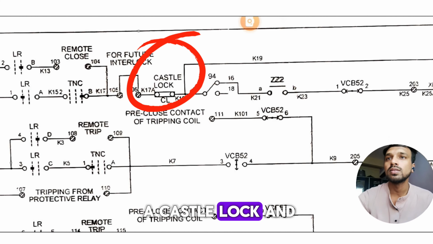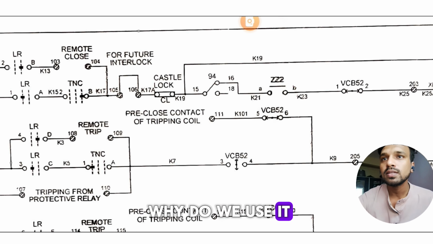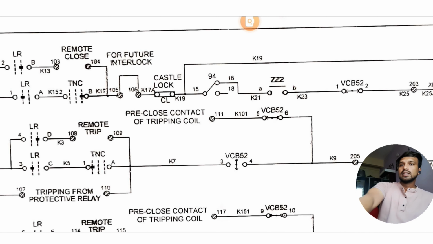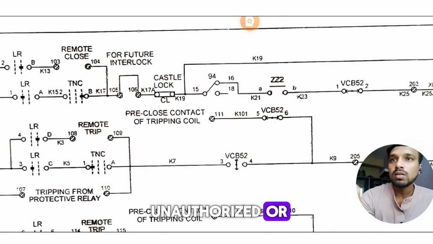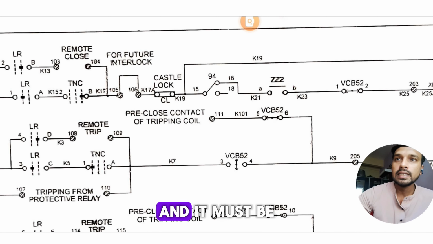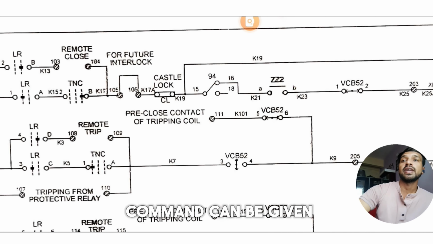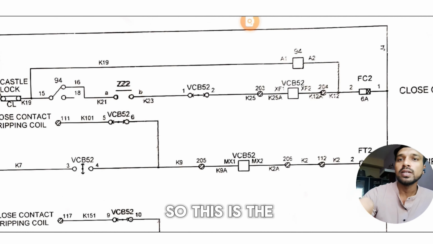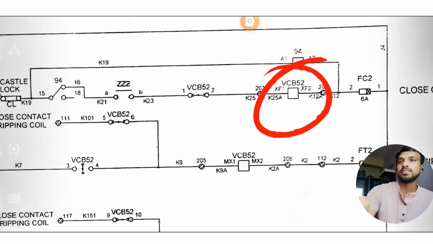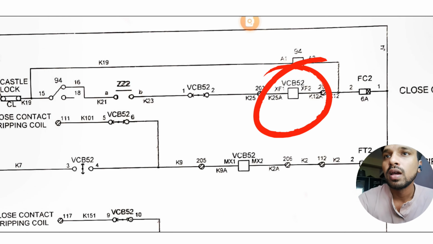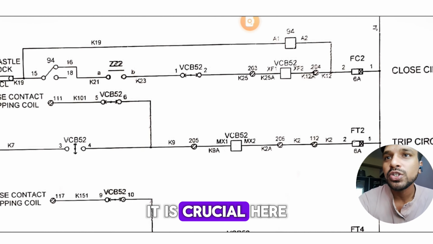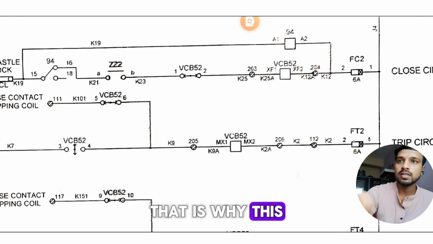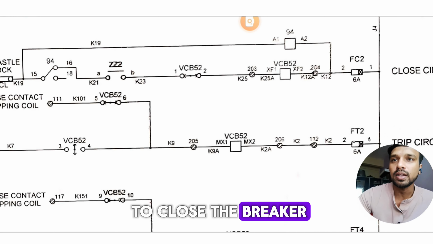So this is a castle lock, and why do we use it? The function of the castle lock is to interlock. Okay, this interlock prevents the unauthorized or accidental operation of the breaker, and it must be disengaged before the closing command can be given. Okay, and the VCB 52 coil, this one is the closing coil, and it is crucial here because it gets energized to physically close the breaker. That is why this closing coil is important to close the breaker.